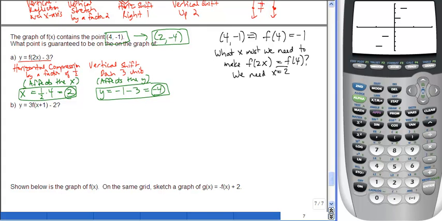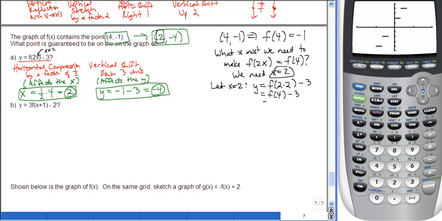So that 2 is the same as the 2 that we came up with, thinking in terms of a horizontal compression. Okay, so now we know what x needs to be. So let's let x be 2, and I'm going to plug it into y = f(2 times 2 - 3). So I'm just letting x be 2 right here in that formula, and I'm going to figure out what y needs to be. So y should be f(4) - 3.